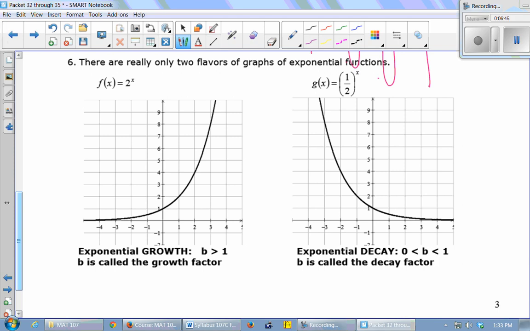Here I gave an example of each: 2 to the x and 1/2 to the x. When that base is bigger than 1, we have exponential growth. Right? And b is called the growth factor. The base is called the growth factor. When the base is between 0 and 1, a fraction, small number, then we call that exponential decay, and b, the base, is called the decay factor.